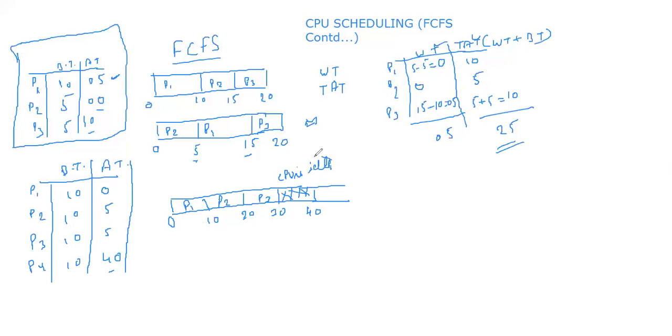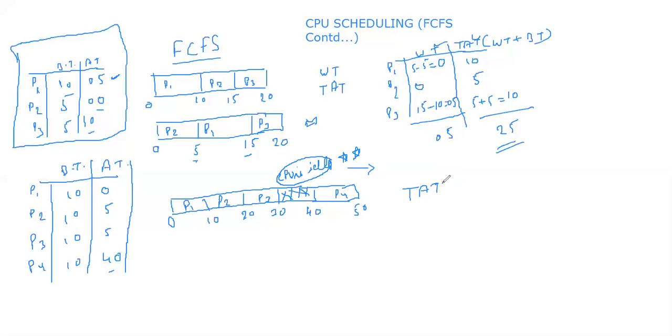And this is a very crucial thing. Why it is crucial, I'll discuss later. Let's first complete this one. So at 40 I got P4 and it will get executed up to 50. Now, as I had discussed, let's see why it is crucial.